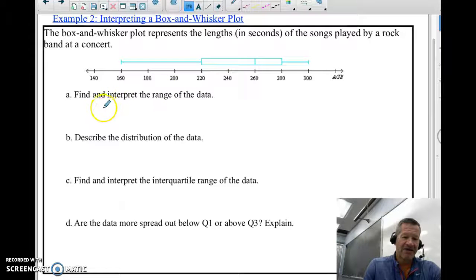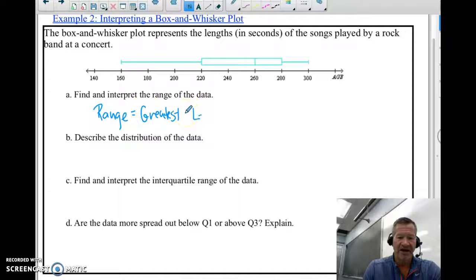Well, we learned last section that range is simply the largest minus the smallest, or the greatest minus the least. Now, don't look at the number line, look at the box above the number line. The greatest value would be at the right end, that would be 300. The smallest value at the left end of the box and whisker plot would be 160. So this range would be 300 minus 160, and that is equal to 140.